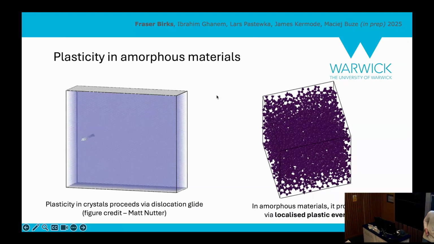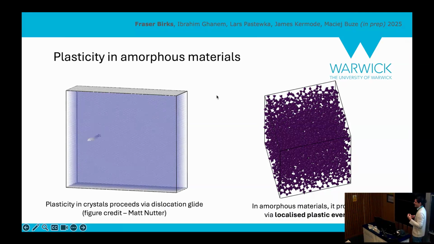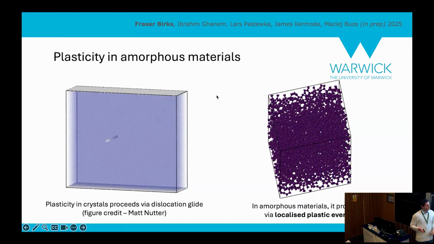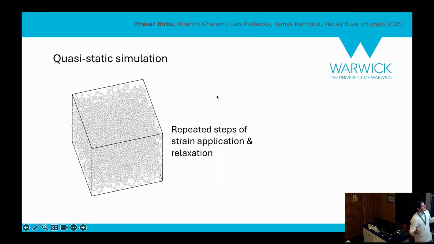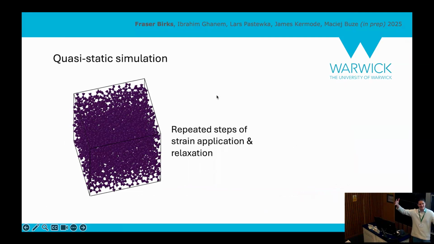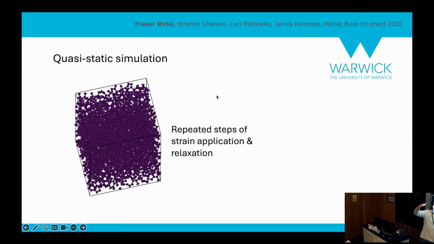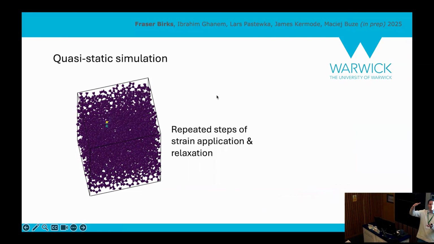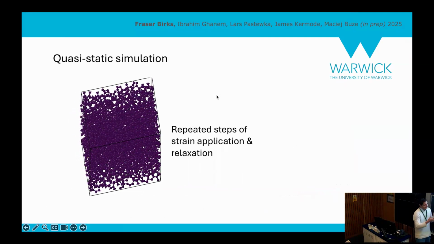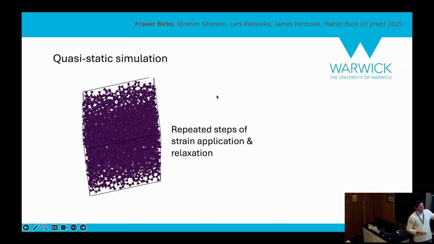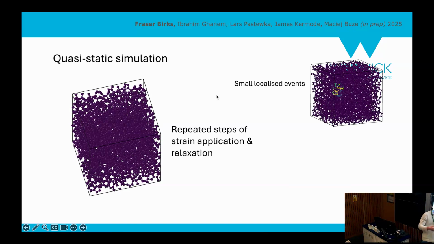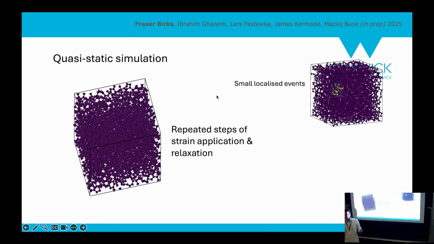And the kind of state-of-the-art way to look at these plastic events is a type of simulation, which was mentioned as well by Maciek and also by Lakshmi yesterday, called a quasi-static simulation, right? And the idea of these is you take your simulation box with your material in it, you apply a little strain, right? And then you relax. And you do this over and over again. So you do small strains and relax, and then small strain and relax. And what you see in the case of amorphous carbon is you sometimes see these kind of small localized plastic events, very often it's just the breaking of a single bond or the forming of a single bond.